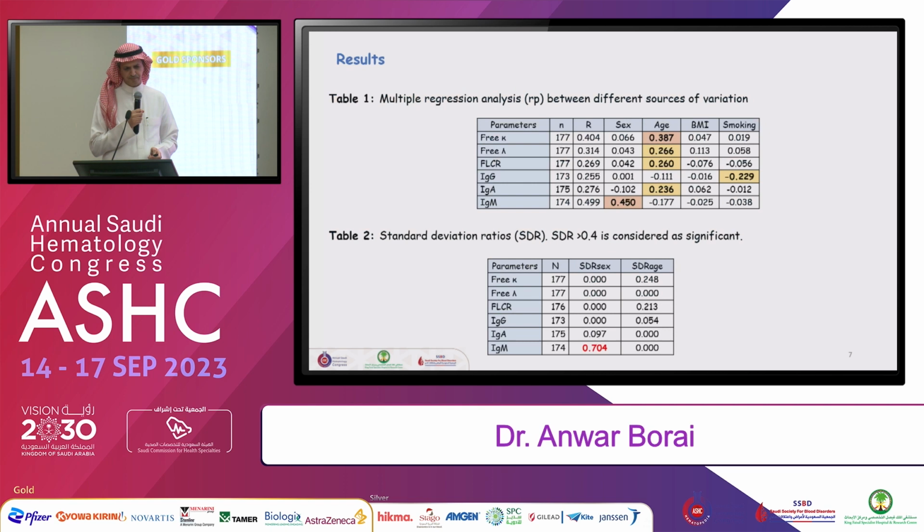The regression analysis shows a correlation between free kappa, free lambda, the free light chain ratio, and immunoglobulin A with age. There is also a correlation of IgG with smoking, and we found a correlation between IgM and sex. Regarding the standard deviation ratio, which is important to consider for categorization or reference interval partitioning, we found that IgM is the only parameter that needs to be partitioned according to sex.